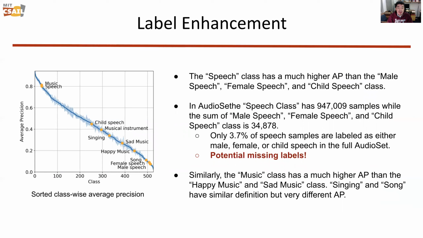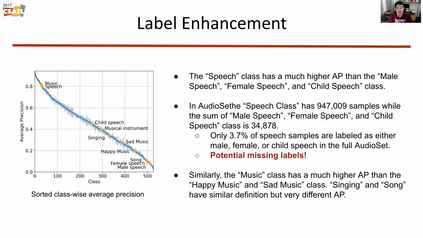The third component of PSLA is label enhancement. That is from an observation. On the left-hand side, I plot the average precision, namely the performance, of each class. We find that the speech class has a much higher average precision than the male speech, female speech, and child speech classes, while they should be quite similar.